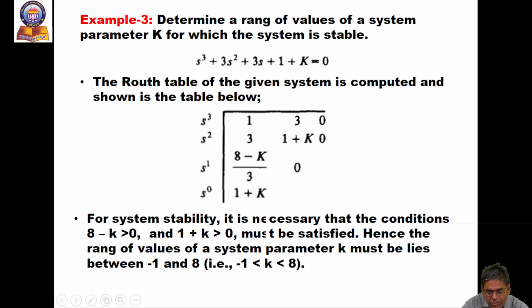In the first column all the elements must be positive. 8 minus K by 3 is greater than 0, so 8 minus K is greater than 0, then K is less than 8. 1 plus K is greater than 0, so K is greater than minus 1. Then the condition for stability, the K range, is minus 1 less than K less than 8. If the K value is within this region, then the system is said to be stable. Otherwise, the system is unstable.